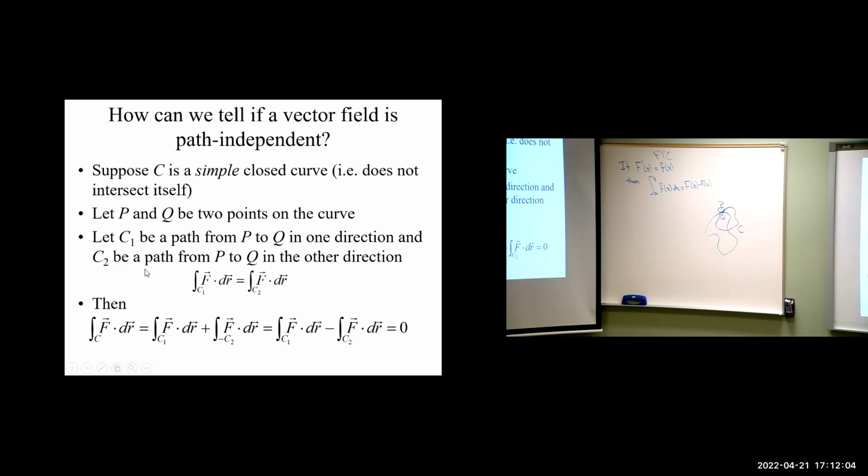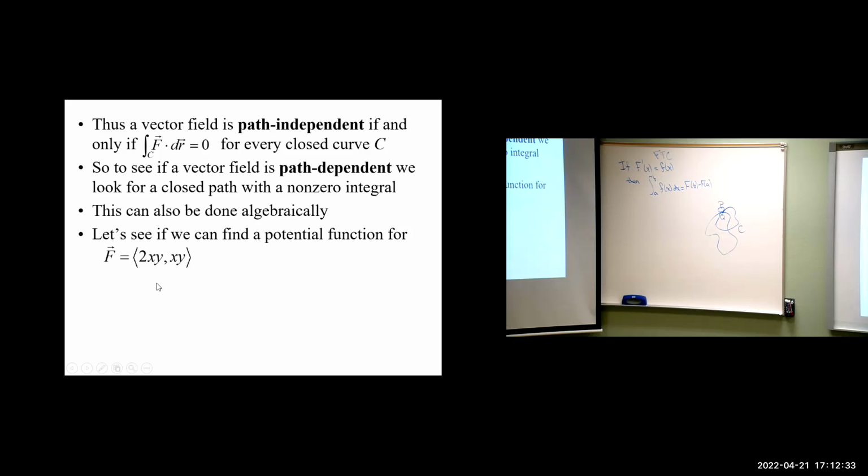I don't want to spend a lot of time on it because this is great, but this isn't something we can show. We can't test every possible closed path. It's not possible. Now we could show that it breaks down if we found one non-zero closed path, but that doesn't help us as far as showing that something is a conservative vector field.